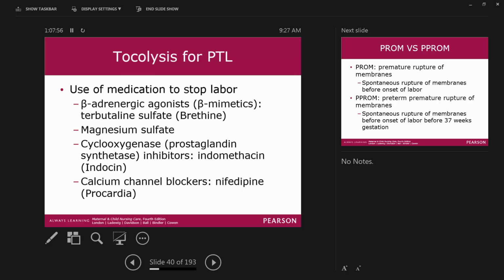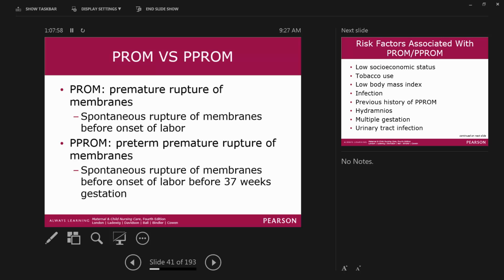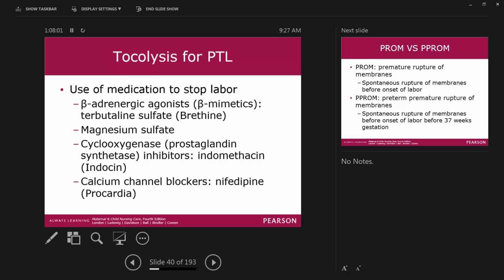Whatever works, that's what we use. So you can send these people home with these medications? Yep. The only one you have to hold is the magnesium sulfate? Right.